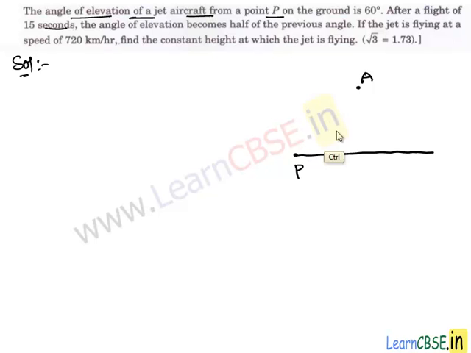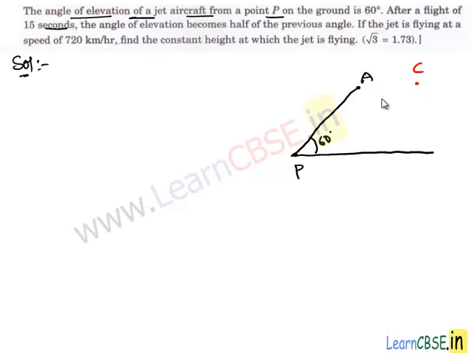So this angle becomes 60 degrees. Now, after a flight of 15 seconds, the jet either moves towards the point P or away from the point P. So we don't know this, so we proceed for further information. Here the angle of elevation becomes half of the previous angle. That means the angle is reduced, so the distance of the point from the jet increases. So it moves away from the point, and here is the position of the jet after 15 seconds.